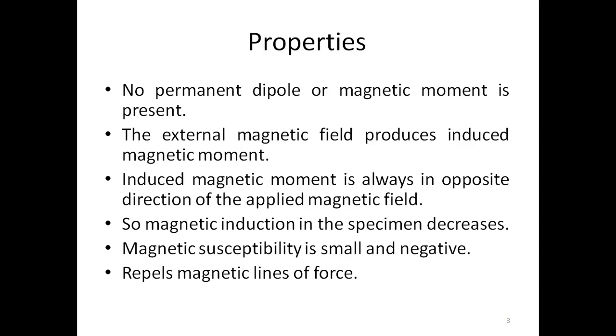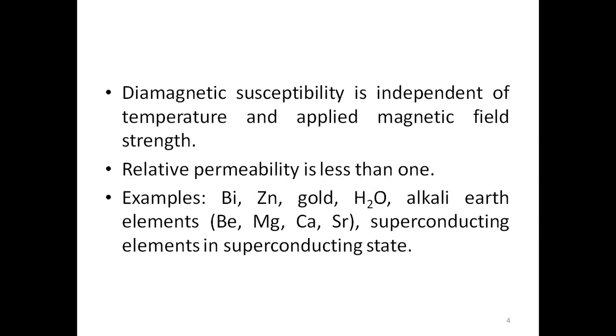The important property of this diamagnetic material is the repulsion of the magnetic lines of force, due to which they are used in superconducting elements. For superconducting applications, in a later chapter, chapter 2, we'll discuss superconductors. Due to this expulsion of magnetic lines of force, these diamagnetic materials are used in superconducting materials. Now, does the diamagnetic susceptibility depend upon the temperature?